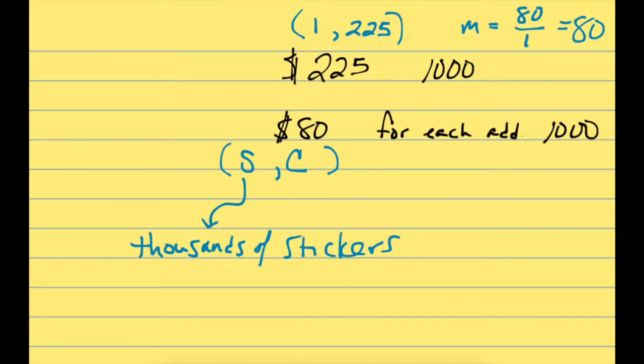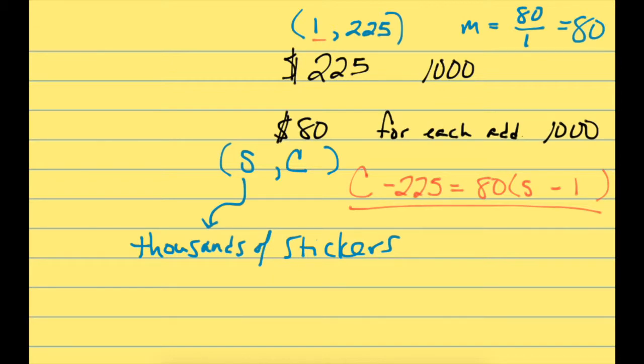So we said our slope was 80 because our cost is going up 80 for each additional 1,000 we buy. And then we put in our point. Our x1, our number of stickers in the first case, is 1, so we're going to do s minus 1. And our c1, the cost that goes with 1,000 stickers, is 225. So there's our function in point-slope form.